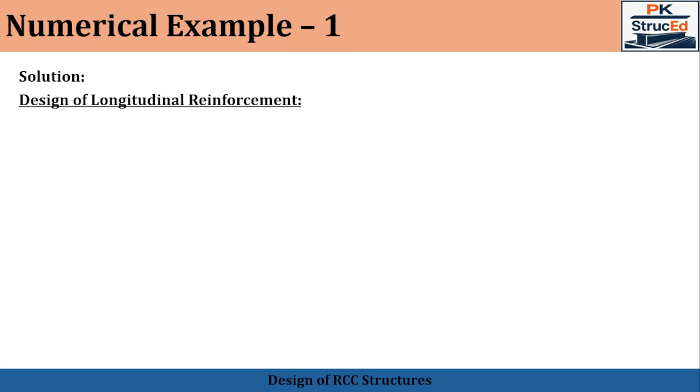Now, the design of longitudinal reinforcement. This formula has been given: Pu = 0.4 fck Ag + (0.67 fy - 0.4 fck) Asc, where Pu is the axial ultimate load acting on the column, Ag is the gross area of the column, and Asc is the area of the steel which will be provided as the longitudinal reinforcement, that is, the compression steel.